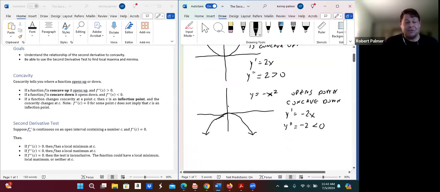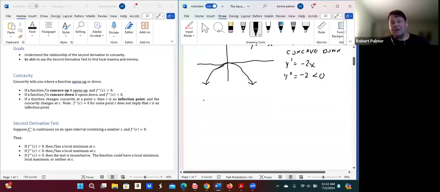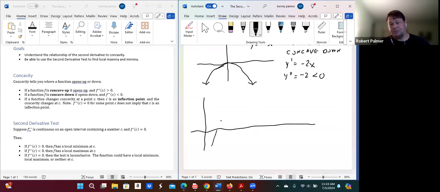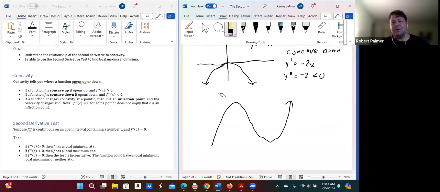Now, you can also have places where the concavity changes, and that's called an inflection point. If a function, especially a continuous function, changes concavity at some place c, that's called an inflection point. Let's talk about that. Let's look at a basic function. Say a function looks like this. Let me get rid of the axes, we don't need them that much. Okay, let's say this is our f of x.